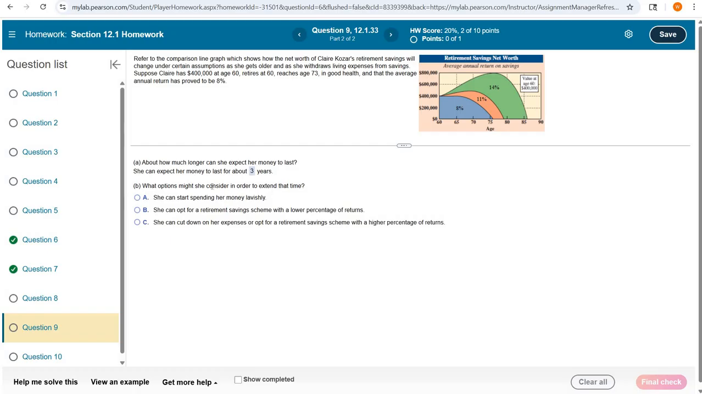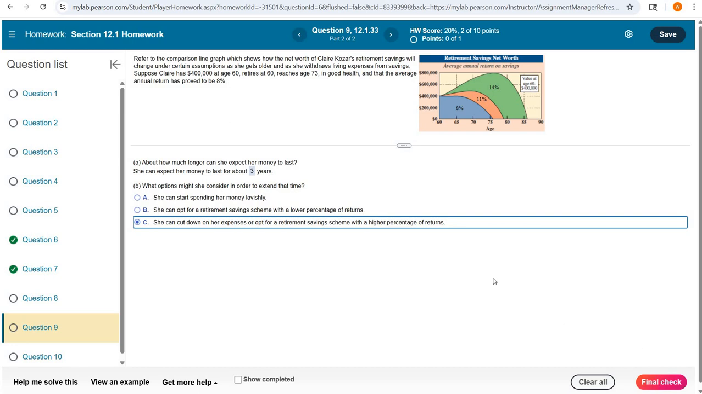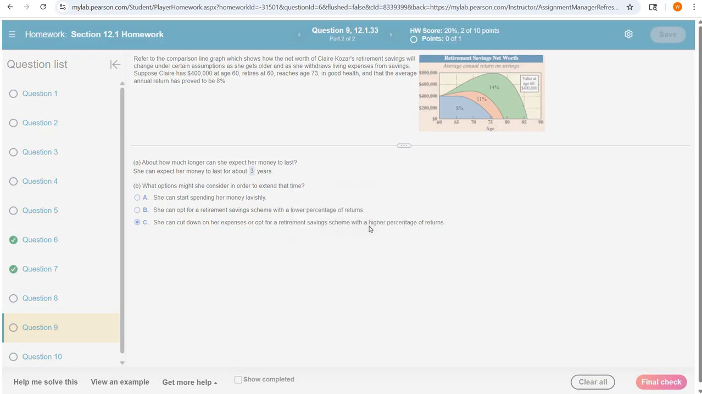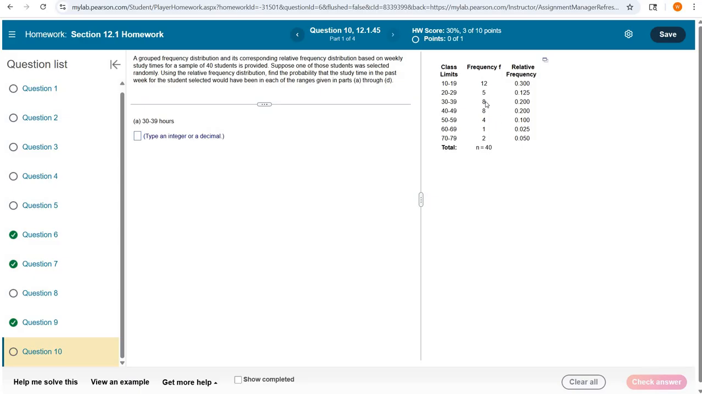What options might she have in order to extend that time? She shouldn't spend her money more lavishly. She can opt for retirement savings schemes at a lower percentage of return. That doesn't make any sense. She can cut down on her expenses. Okay. So they're just trying to help us be a better steward of money. And so forth and so on. I mean, we could take a look at this, but it really is the same type of problem. Reading the graph, understanding it, and then answering the questions as appropriate.